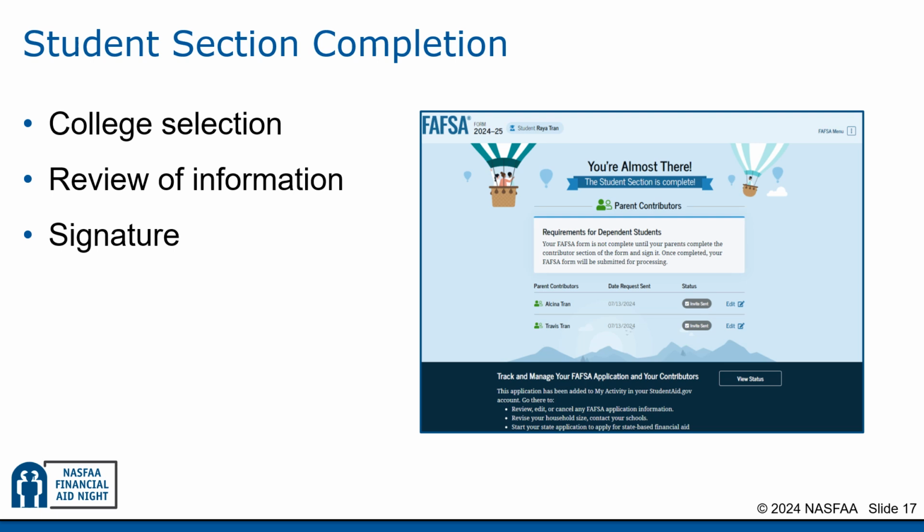Then it'll have students review the entirety of the information that they entered. I always, always, always recommend that students actually do review this information just to make sure that nothing got missed. Finally, students will provide an electronic signature, and then their section of the form will be complete. And then if only they were required to enter information, the FAFSA form will be complete. But if the form determined that students needed a contributor on that FAFSA, it will be considered incomplete until the contributor provides that info and signs the FAFSA as well.